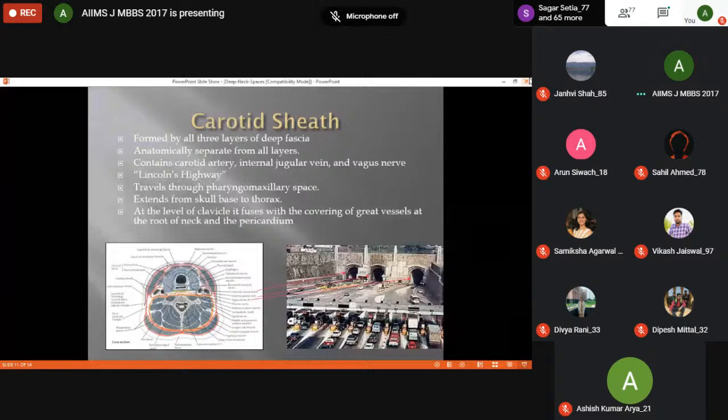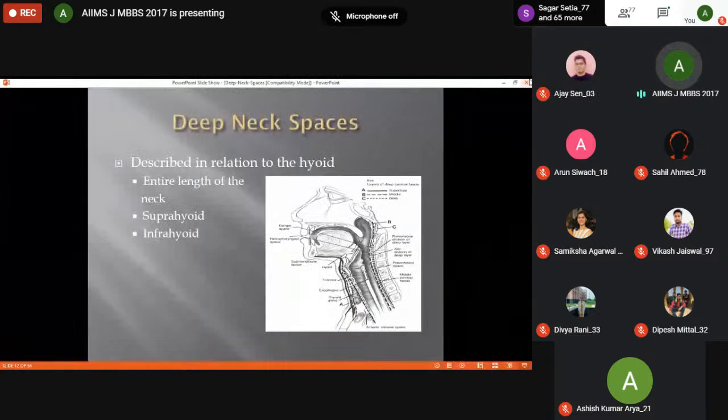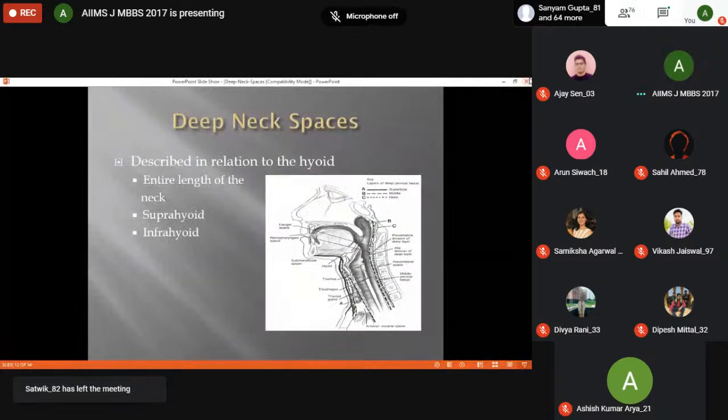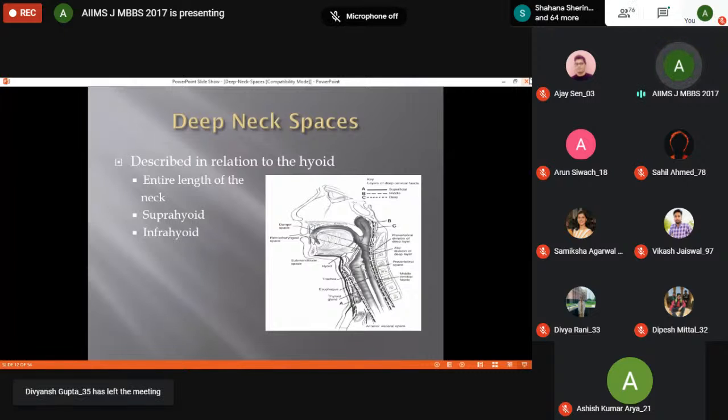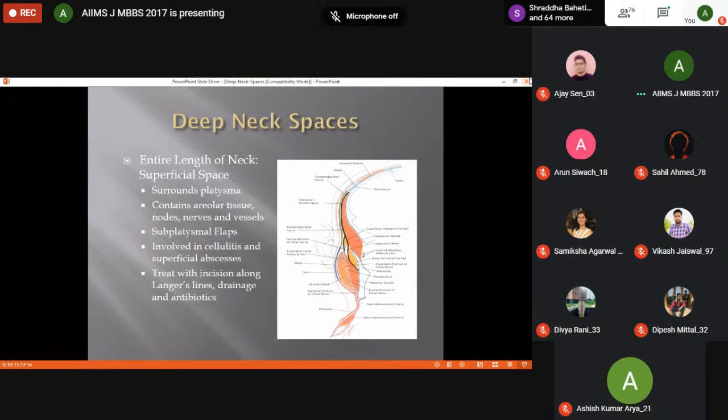So, deep neck spaces can be described in relation to the hyoid bone usually. There are spaces which extend all along the neck, and then there are suprahyoid or infrahyoid spaces, depending on the type of space. So first we'll discuss the spaces which traverse the entire length of the neck.